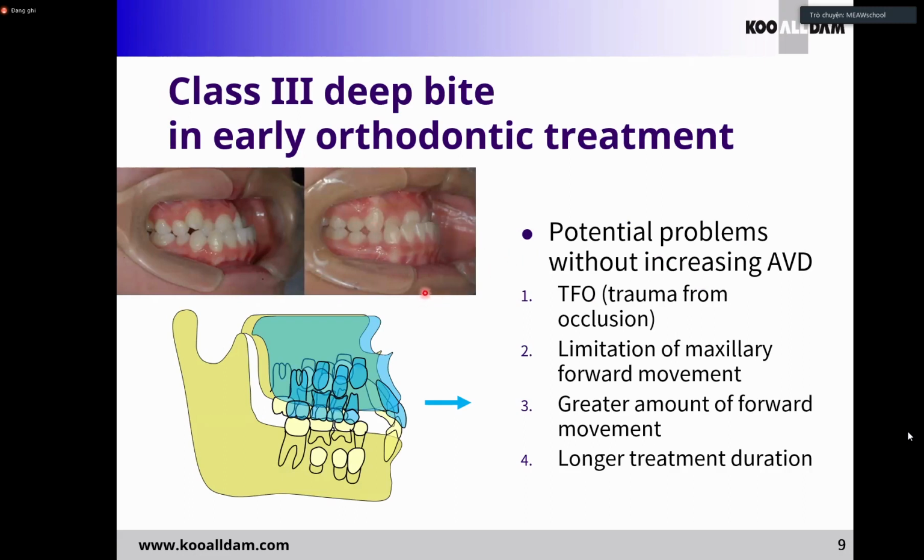Some want to treat this malocclusion without increasing anterior vertical dimension. So what happens? In order to correct anterior crossbite, it may cause trauma from occlusion in the anterior area. So there is a limitation of maxillary forward movement, and in some cases a greater amount of forward movement is needed. So it means longer treatment duration.